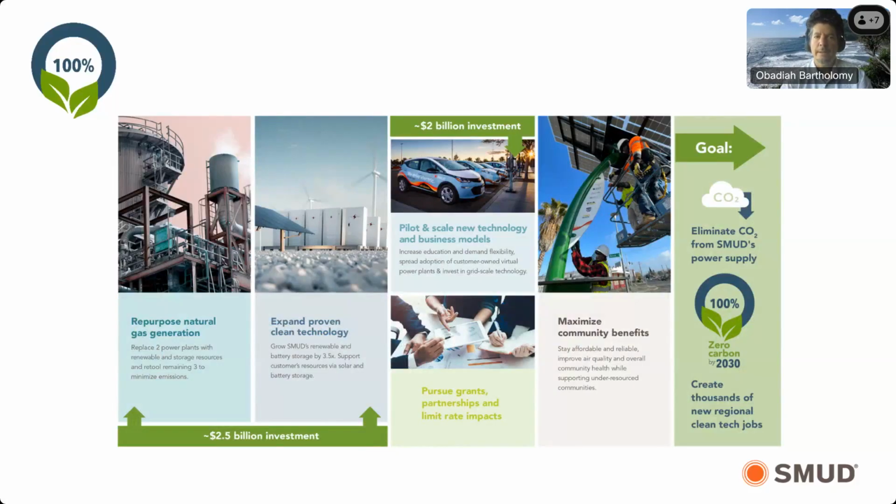We've got significant investments in solar and wind and storage as proven clean technology categories, as well as geothermal. And then a big focus on new technology and business models. We've got a heavy amount of electrification as part of the plan, and looking to virtual power plants, which I'll speak to in this presentation, to help us close the gap to getting to zero. And the last pillar is really around maximizing our community benefits, making sure we're not leaving any customers behind in this transition.